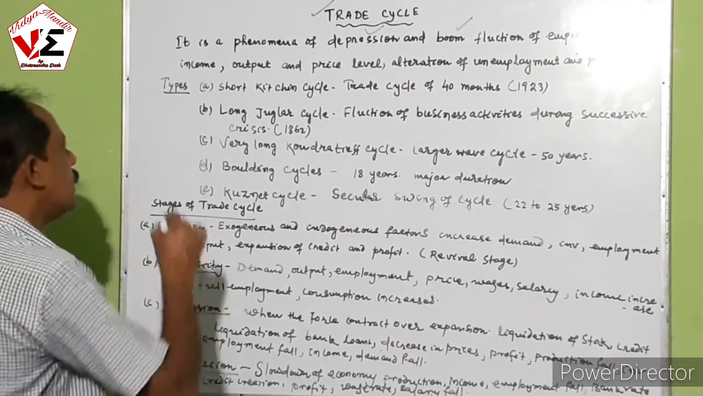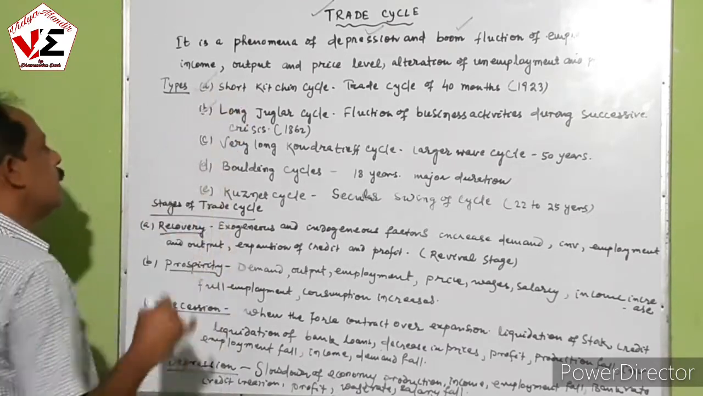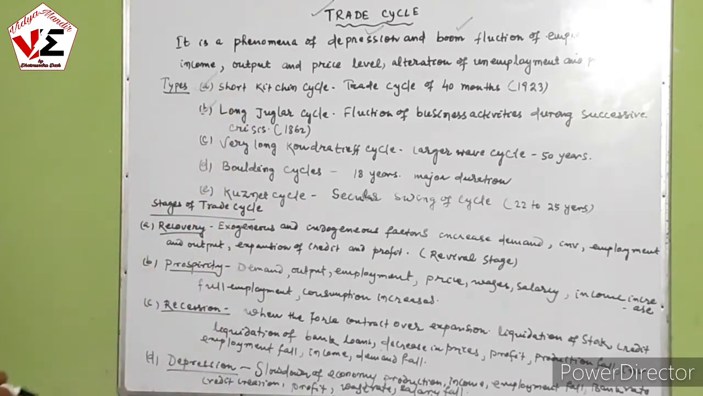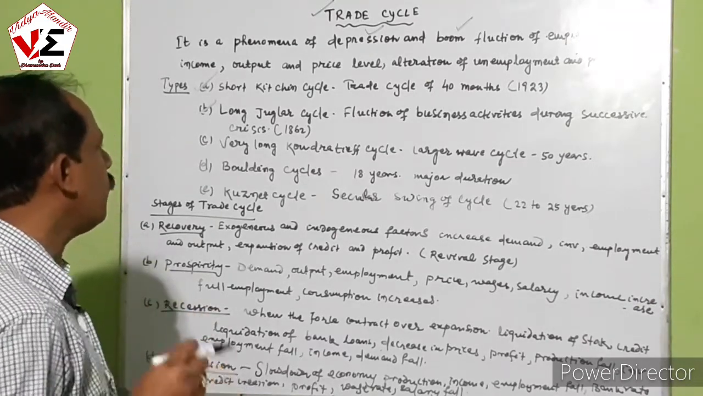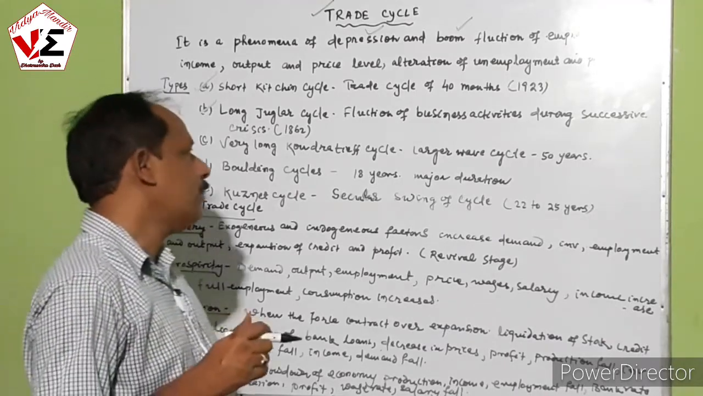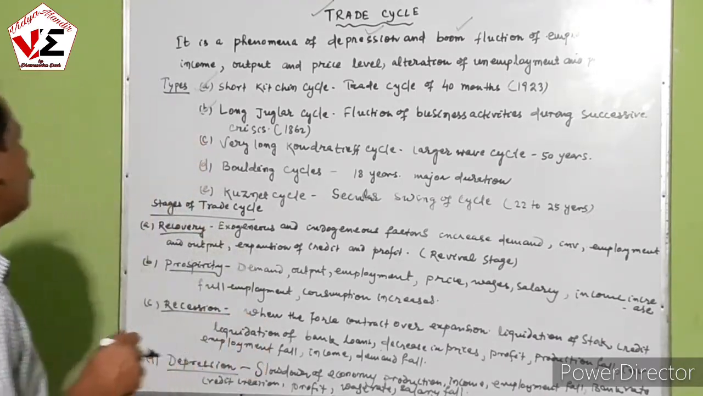And then the Juglar trade cycle. You see, the second is the longer Juglar trade cycle, which was proposed in 1862, and it is a function of fluctuation of business activity during the successive crises.